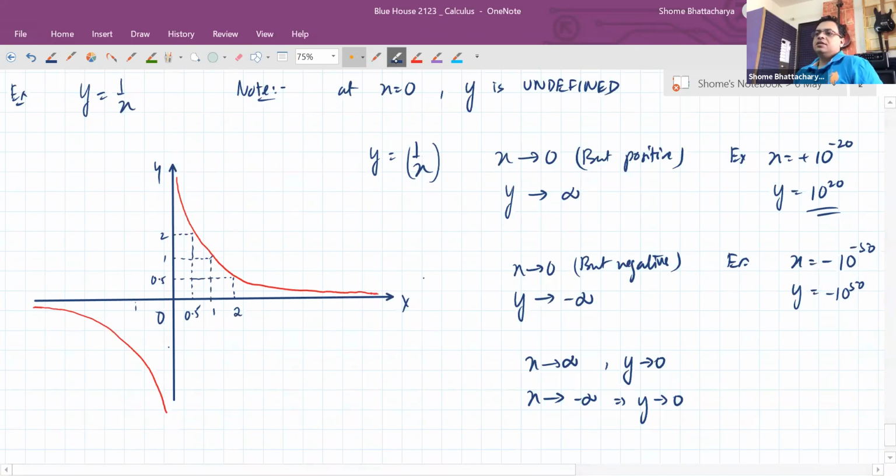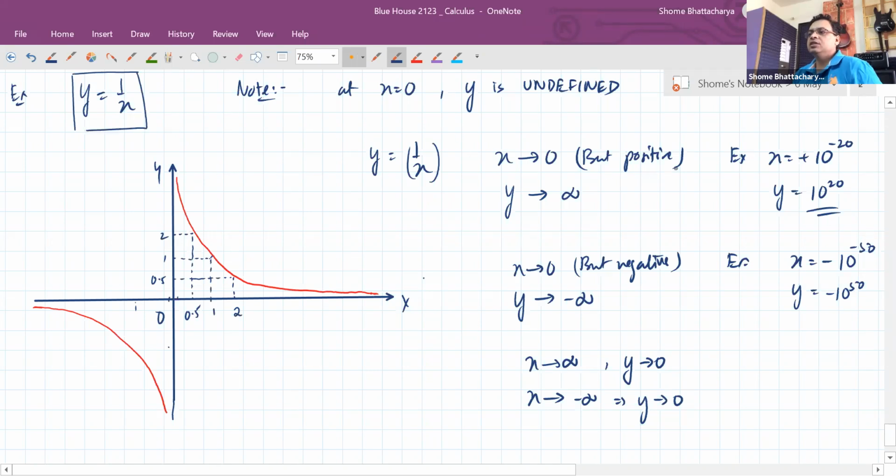Okay, so again in the graph you can see that we cannot define the value of y when x is equal to 0, because just before x equal to 0, at some negative point which is very small, y is tending to minus infinity. And then as you cross 0 and go to a positive small point, it jumps from minus infinity to plus infinity. So that's why at the point 0, we cannot define what the value of y is when x is equal to 0.